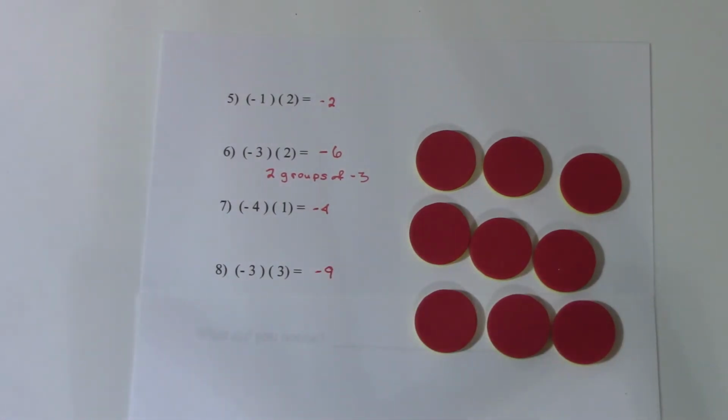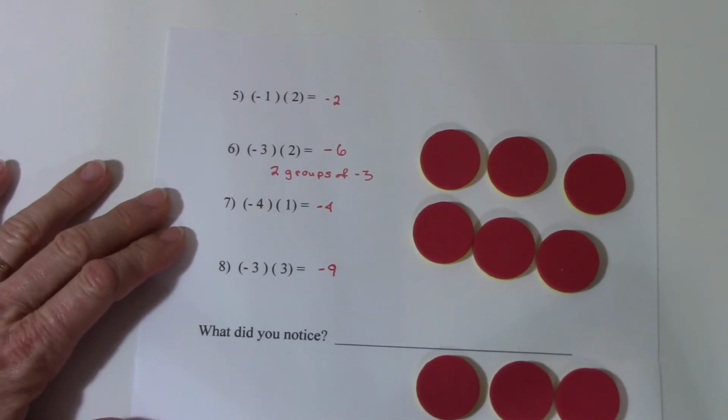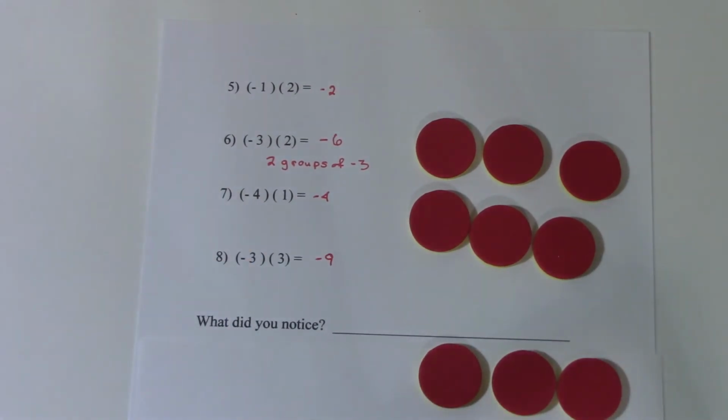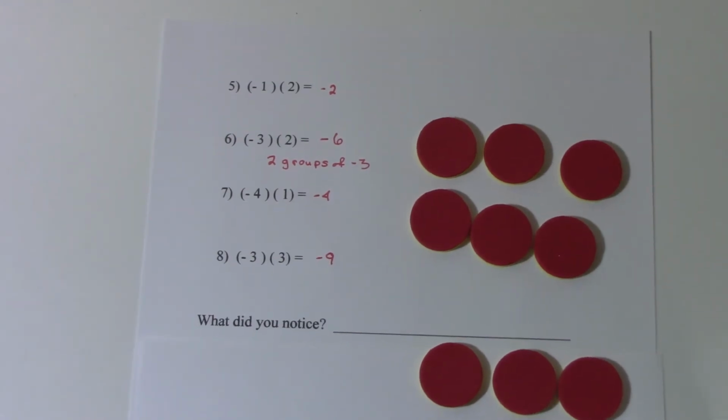So when we look at what do we notice? We notice that anytime when you have a positive number of groups of a negative number, you're going to have negative numbers. In other words, you're putting them in piles, but they're negatives, so you're going to have negatives. Okay, that's what we want the students or people to notice. So let's see what happens when both of the numbers are negative.